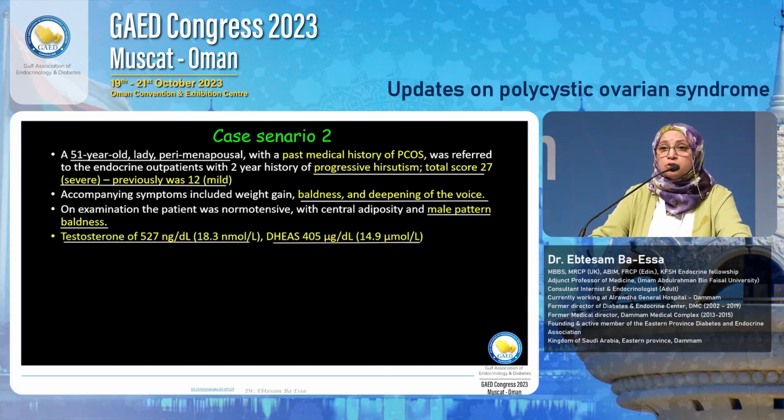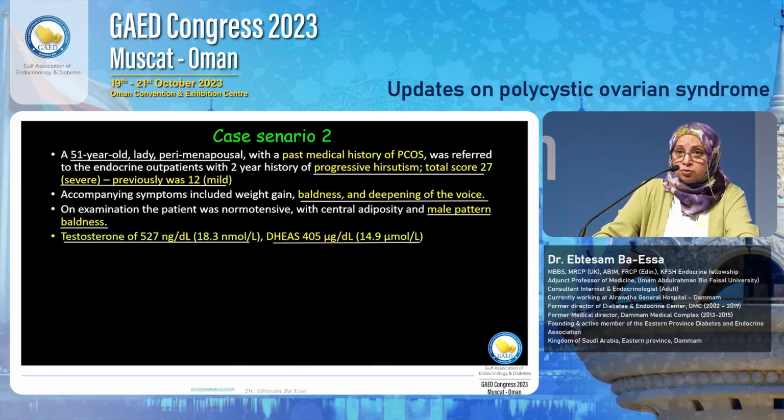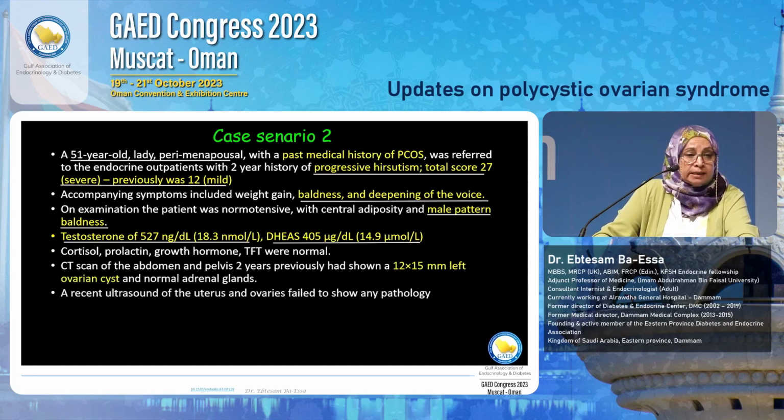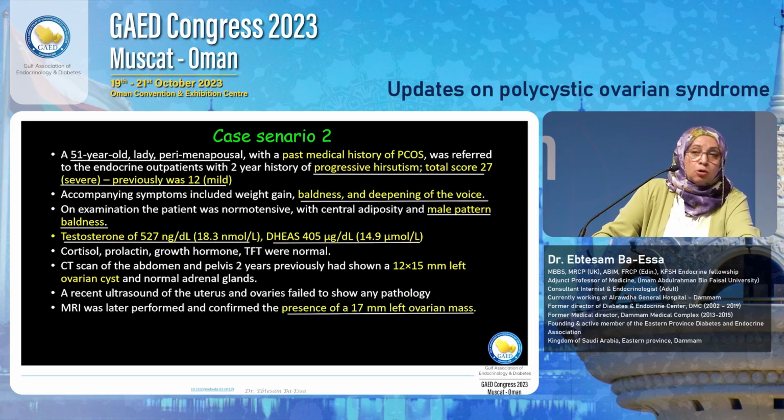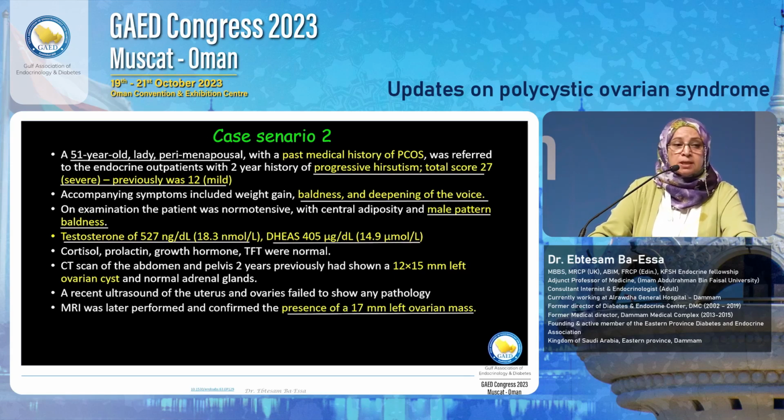And this is her investigation. Her testosterone is more than 500, so it's severely elevated. Her dihydroepiandrosterone sulfate is mildly elevated, and the rest of investigation were normal, except for the previous ultrasound that showed a 12 by 15 millimeter left ovarian cyst, which was not there in the recent ultrasound, and a recent MRI confirmed the presence of a 17 millimeter left ovarian mass. So what is the diagnosis here?